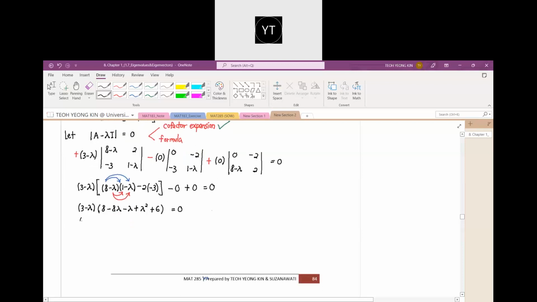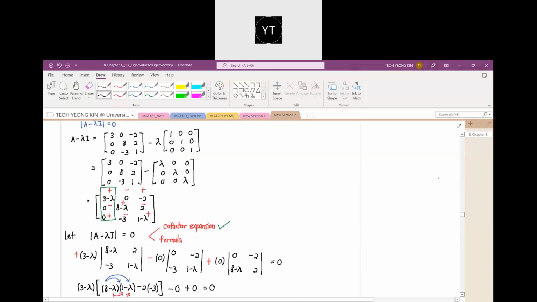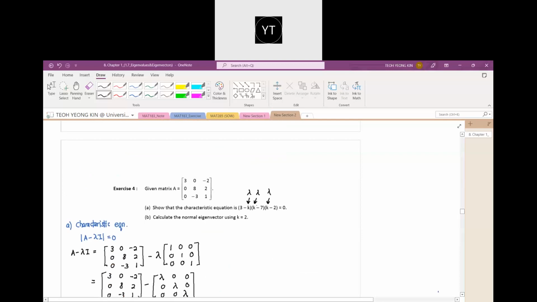I try to simplify this part. 3 minus lambda, here is lambda squared. Here I have negative 9 lambda plus 14 is equals to 0. So from here, 3 minus lambda. This is quadratic equation. So we can factorize lambda minus 7, lambda minus 2. So here is our characteristic equation, which is same as this one. 3 minus k, k minus 7, k minus 2 is equals to 0.